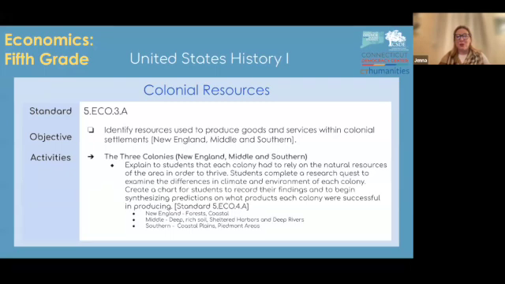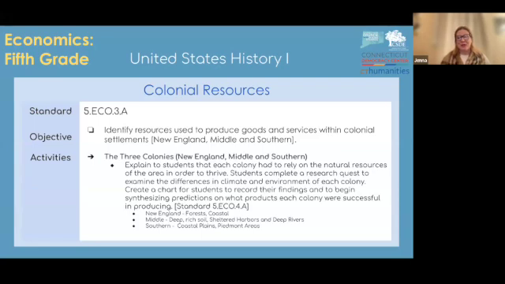For this one, we really want to dive in and look at what is a natural resource within the New England, middle, and southern colonies. You want students to be able to examine each colony and how they relied on the natural resources of the area in order to thrive. You can have the students complete a research quest to examine the differences in climate and environment of each colony. You can then create a chart for students to record their findings and to begin synthesizing predictions on what products each colony was successful in producing, which then hits upon our further standard, 5 Eco 4A.